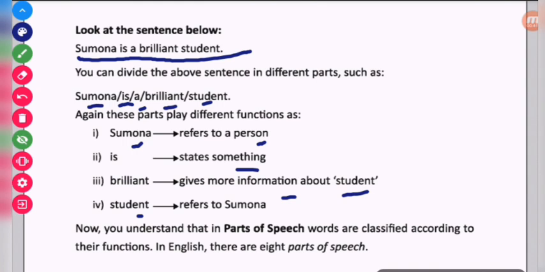Now, you understand that in parts of speech, words are classified according to their functions in English. There are 8 parts of speech in the English language. In this video, I will discuss parts of speech and their classifications. Let's start the classifications of parts of speech. In this video, we will learn about parts of speech in detail. Let's start this video.